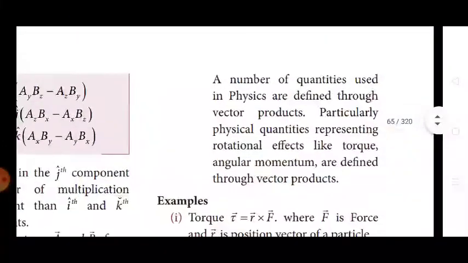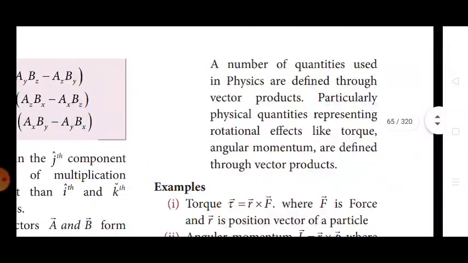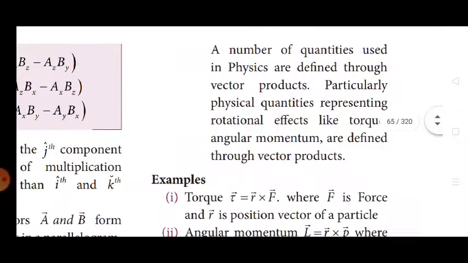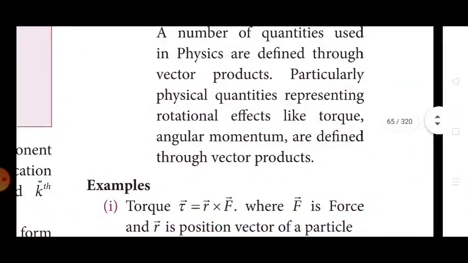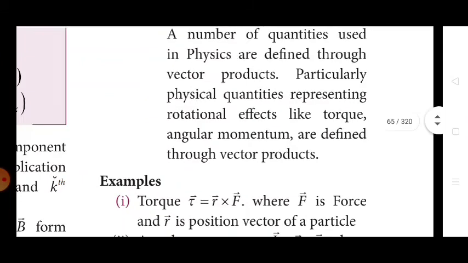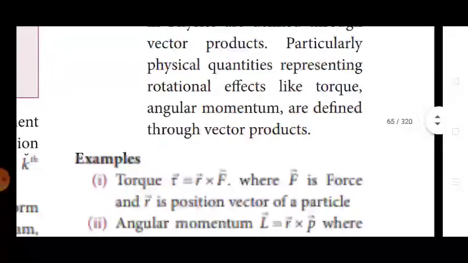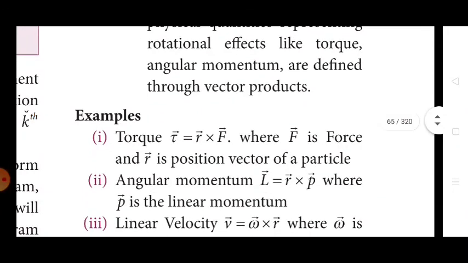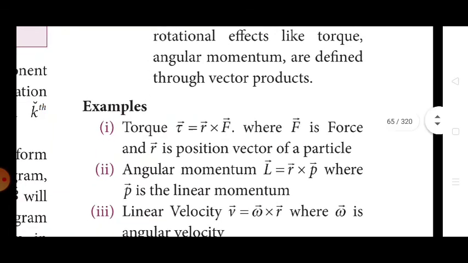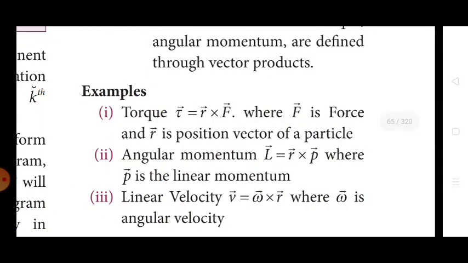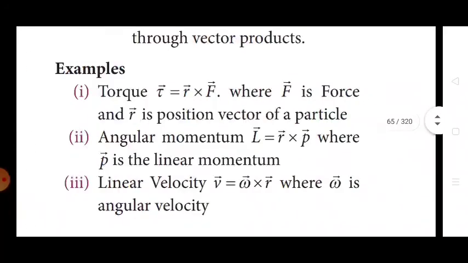Many quantities used in physics are defined through vector products, particularly physical quantities representing rotational effect like torque and angular momentum. You will see all of these later in the 7th and 8th lessons. The torque will be r vector cross F vector, where F is the force and r is the position vector of the particle. Angular momentum L vector is equal to r vector cross p vector, where p is the linear momentum. Linear velocity v vector is equal to omega vector cross r vector. Omega is the angular velocity.